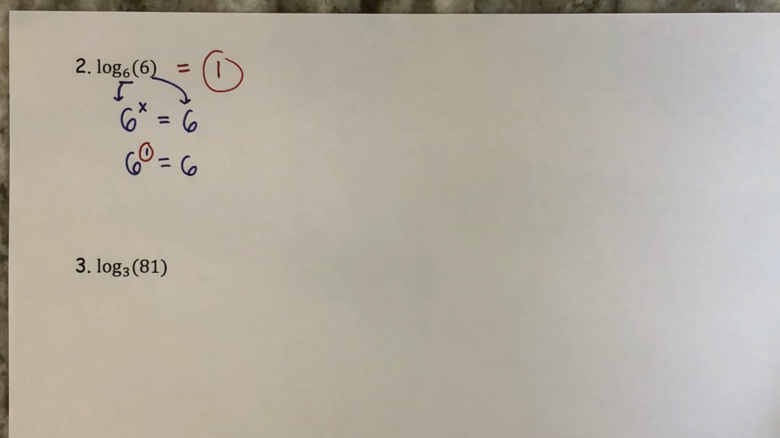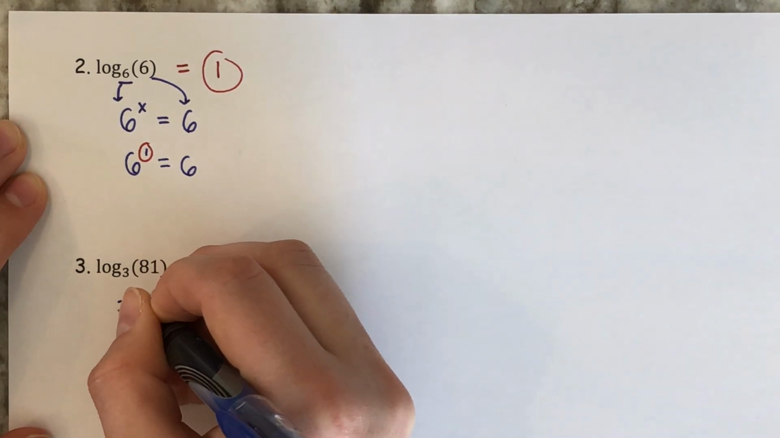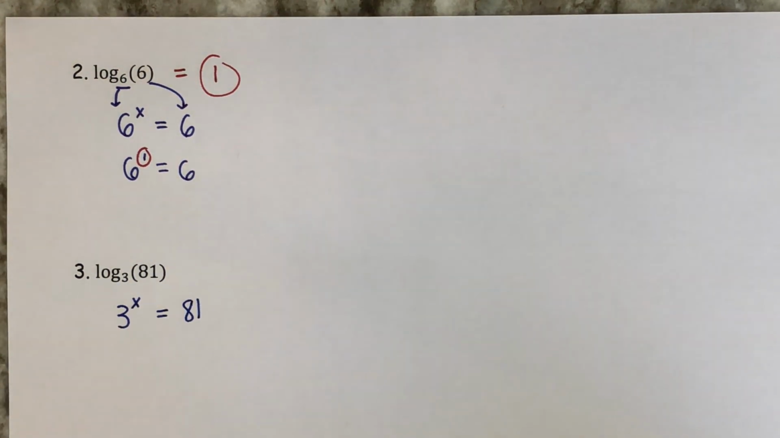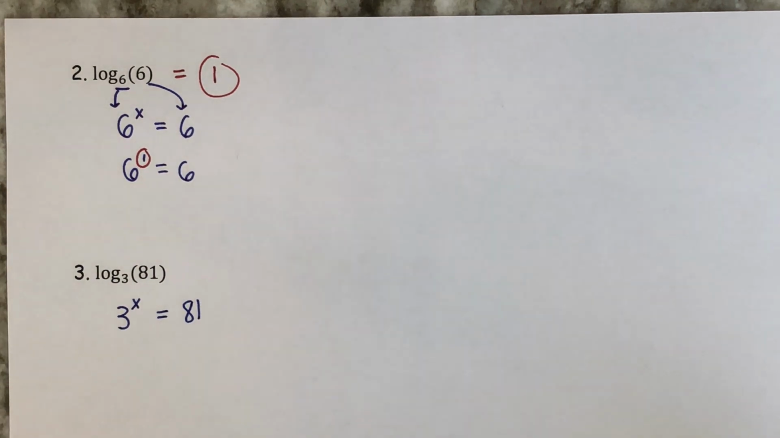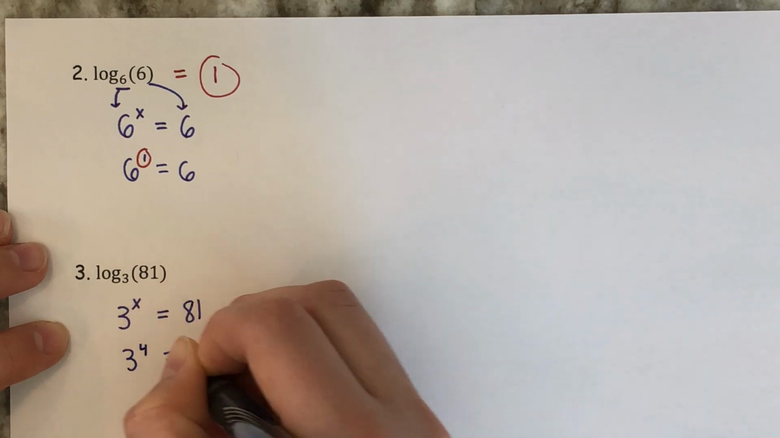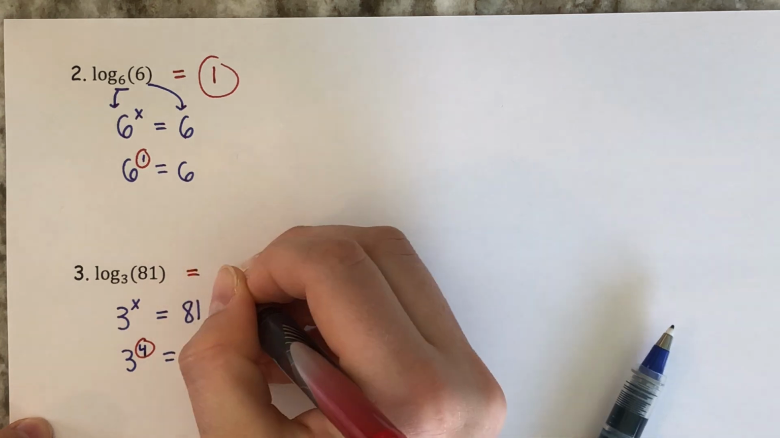Number 3, I have log base 3 of 81. So we're going to say 3 to the power of x equals 81. If you're unsure about something like this, if you're not sure 3 to what power would give you 81, just take your calculator and start checking some numbers. So try 3 squared, 3 cubed, 3 to the 4th, 3 to the 5th. Just keep going until you find whatever that number is. But if you did this in your calculator, you would find out that 3 to the power of 4 equals 81. So that means that that exponent of 4 is our answer.